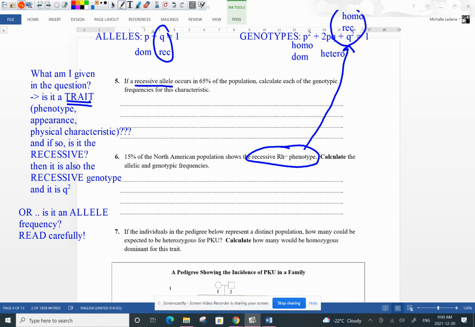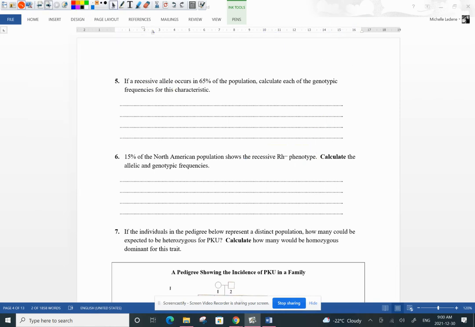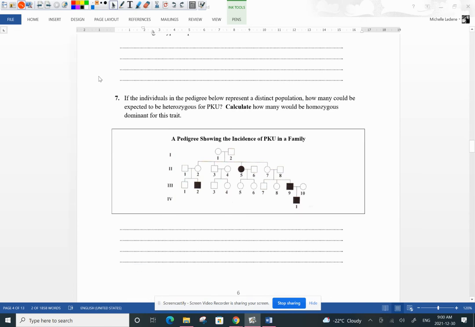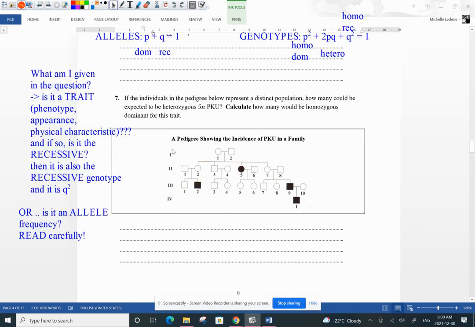Okay, well, here's our last question, number 7. In this question, we have ourselves a pedigree. So what the heck do we do when we have a pedigree? Anytime you're given a pedigree, you have to ask yourself 2 questions. Is it going to be dominant or recessive, and is it autosomal or X-linked? You've got to figure out the mode, or the pattern, of inheritance.